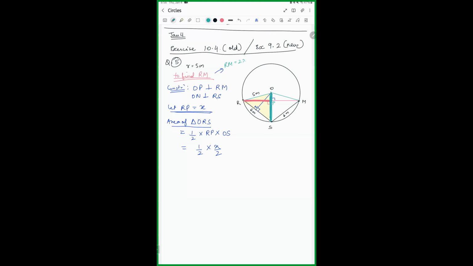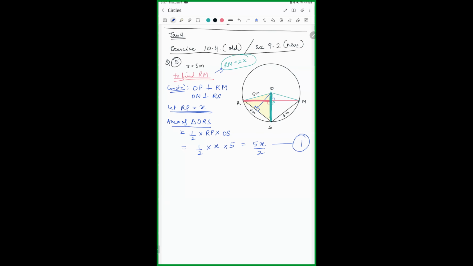This we will do later on. But right now, let's take RP as X. So fine. So half into X into OS. And OS is how much? OS is also a radius of the circle. So radius of the circle is 5. So this is equal to 5x by 2. So area of triangle ORS is 5x by 2. This we are going to keep in mind. Equation number 1.